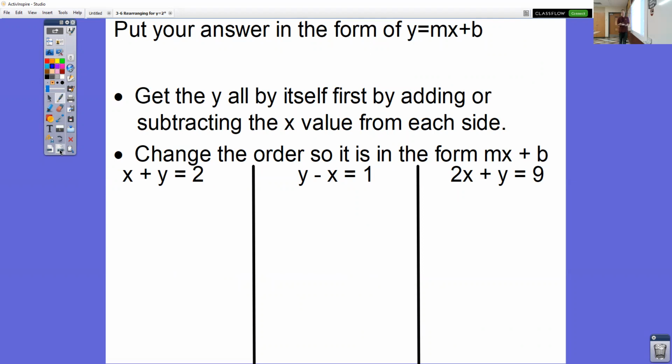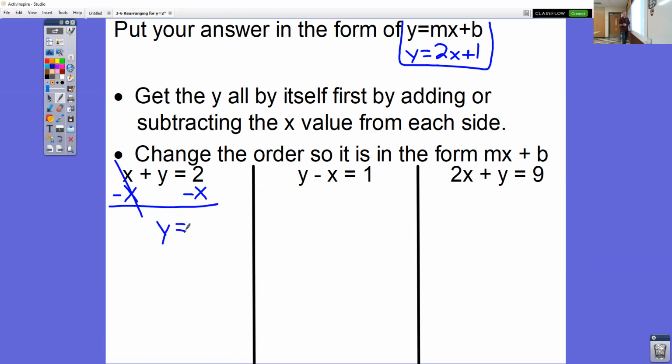You're not solving anything. All you're doing is rearranging it. And again, we want it in this form. We want answers like y equals 2x plus 1. That's the kind of equation that we want. So we want to try and get the y all by itself. To get this y all by itself, we would do minus x and minus x. Just like in solving an equation, whatever you do to one side of the equal sign, you have to do to the other side. These x's would cancel out.